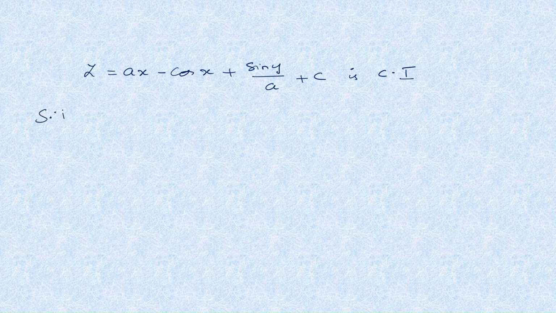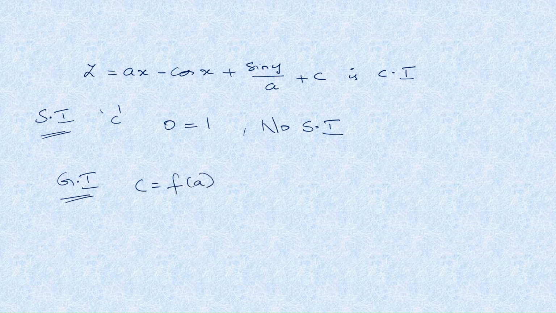Now as usual, for the singular integral, while differentiating partially with respect to c, we get an absurd result, so there is no singular integral. And then the general integral is, as usual, we have to fix c is equal to f of a. By the usual technique, differentiating with respect to a and eliminating a, we obtain the general integral.